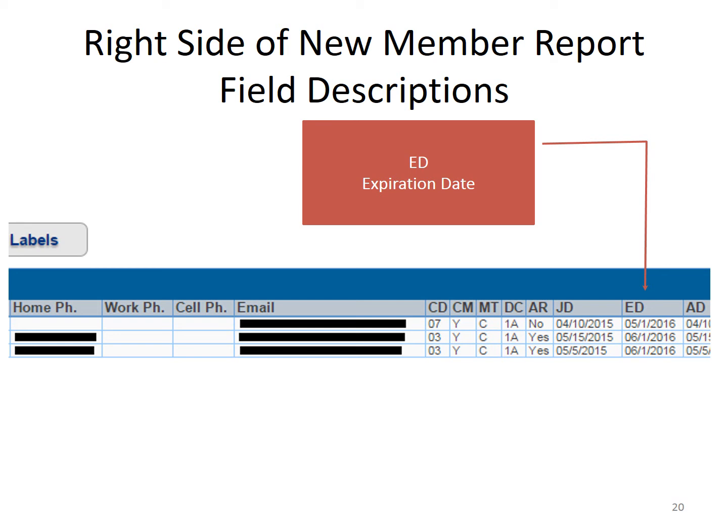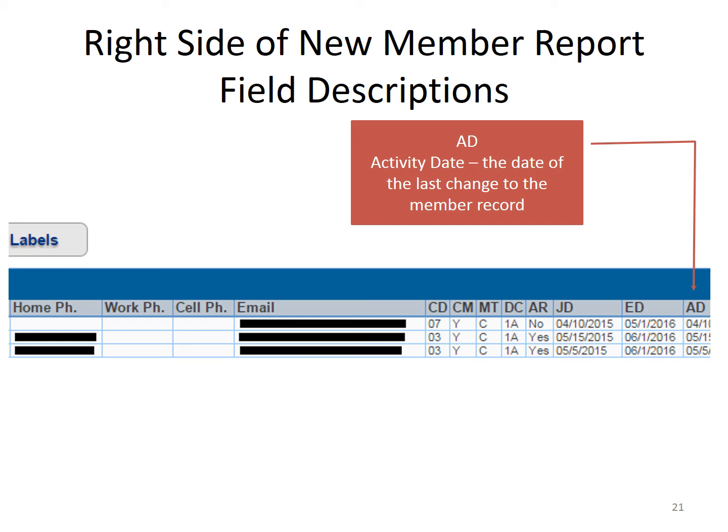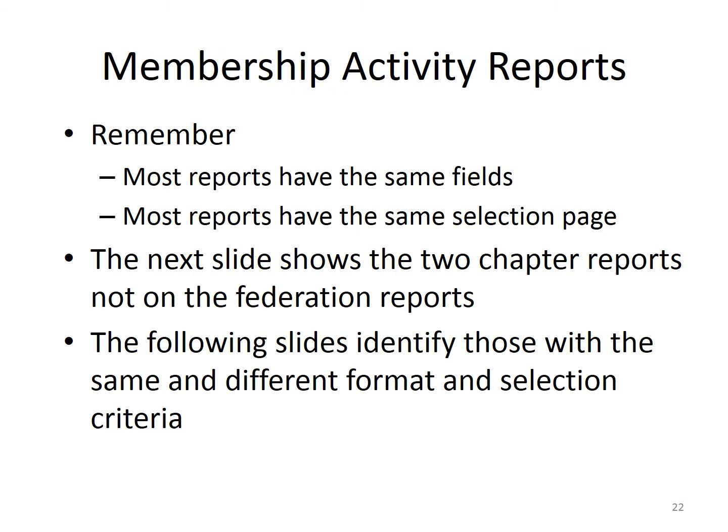Members on dues withholding will show an older anniversary date. Life members will show a date for chapter dues expiration. This is sometimes good to know. It is when the last change was made to the member's data. AD is the activity date. It'll tell you how long it's been since the last change was made to the member data.